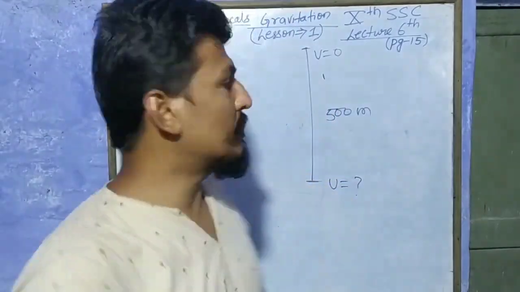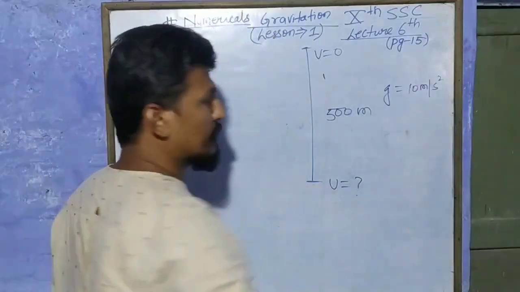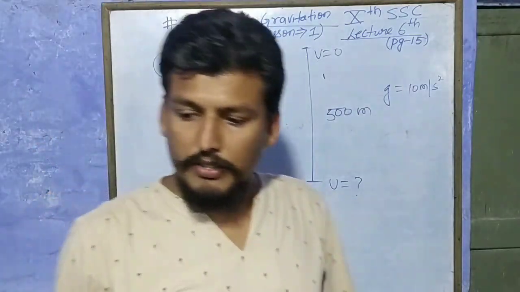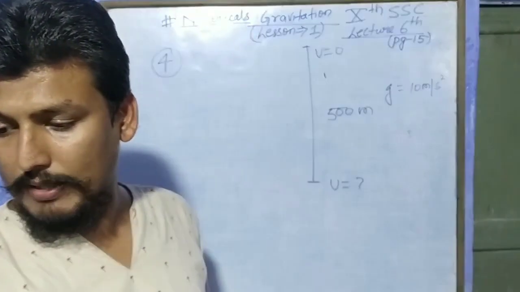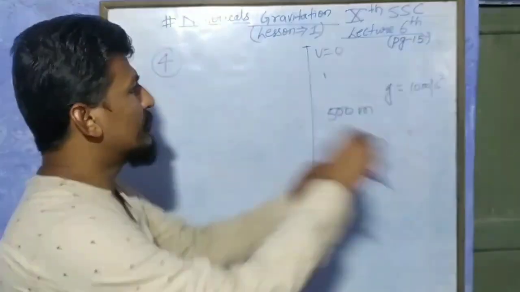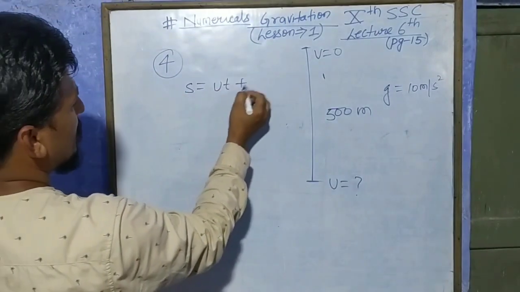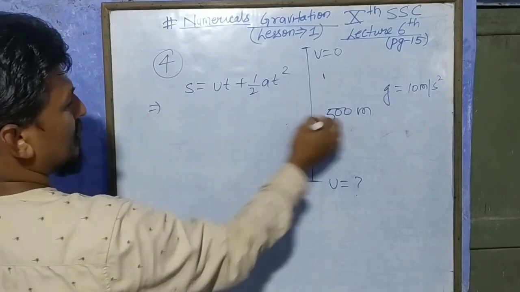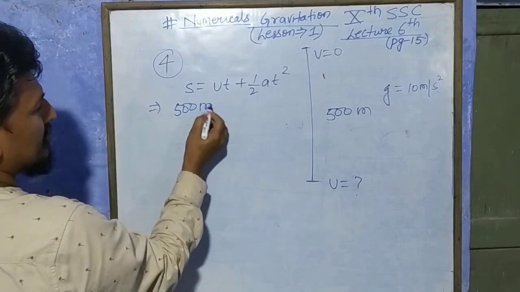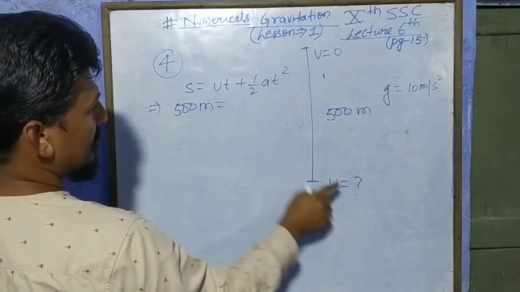Assume that the value of g, the acceleration due to gravity on Earth, is 10 meter per second square. So you have to use the formula S equals ut plus half at square. See, the value of S is 500 meter. U you have to find.